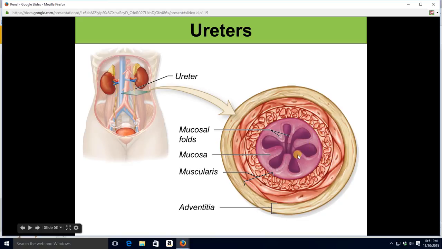Notice the mucosa has folds to allow it to unfold. Technically, I don't think these guys are called rugae. I've never seen them called rugae. You can think of them as being like rugae if you'd like. The epithelium in here, of course, is transitional, which is the stretchiest epithelium you and I have.